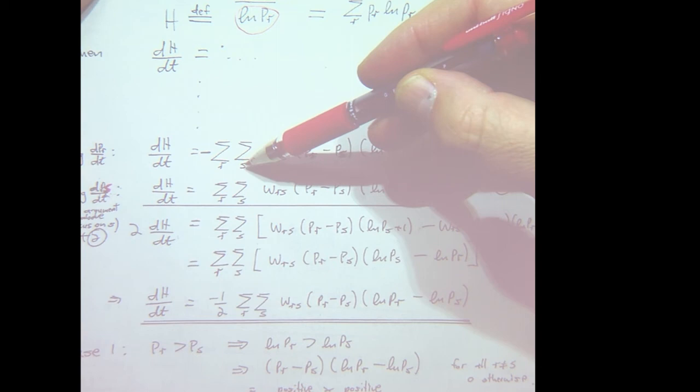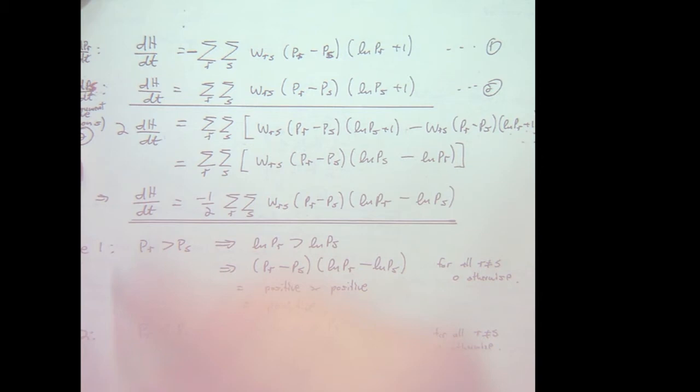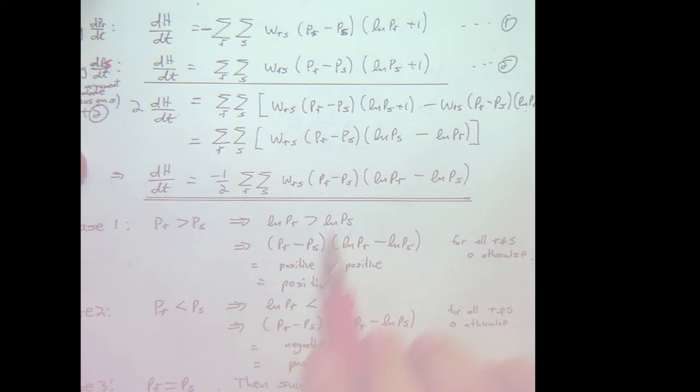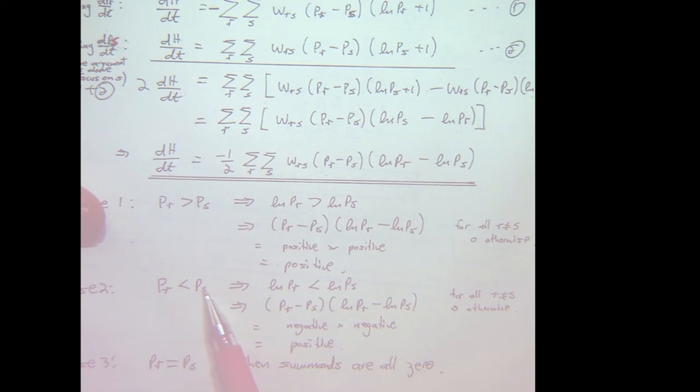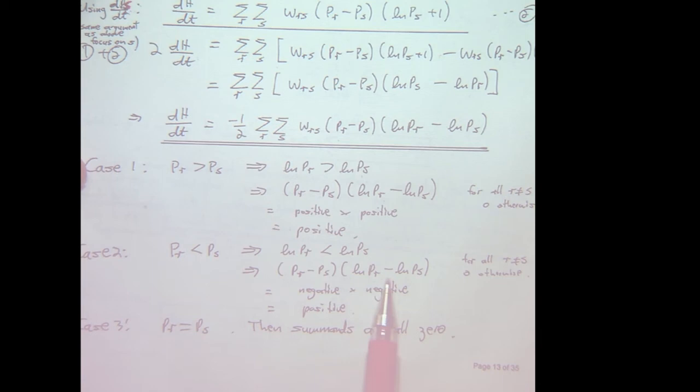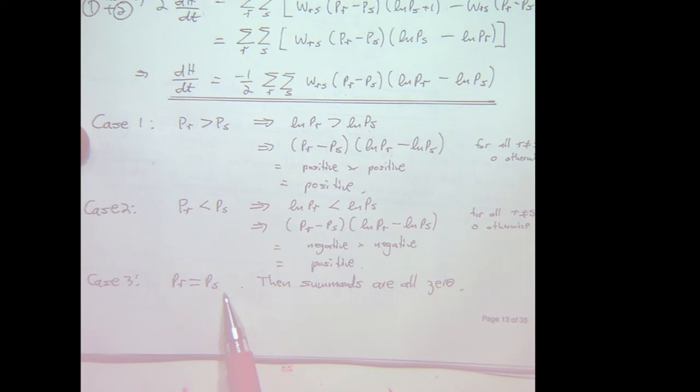Alright, but now this point here. This gives us dH by dt in terms of PR minus PS. What if PR is bigger than PS? Well, if PR is bigger than PS, then the log of PR is bigger than the log of PS. So PR minus PS times log of PR minus log of PS: positive times positive, so you get positive. What if PR is less than PS? Well, log of PR is less than log of PS, and this product is now negative times negative, which is positive. What if PR equals PS? Then here it's all zero.